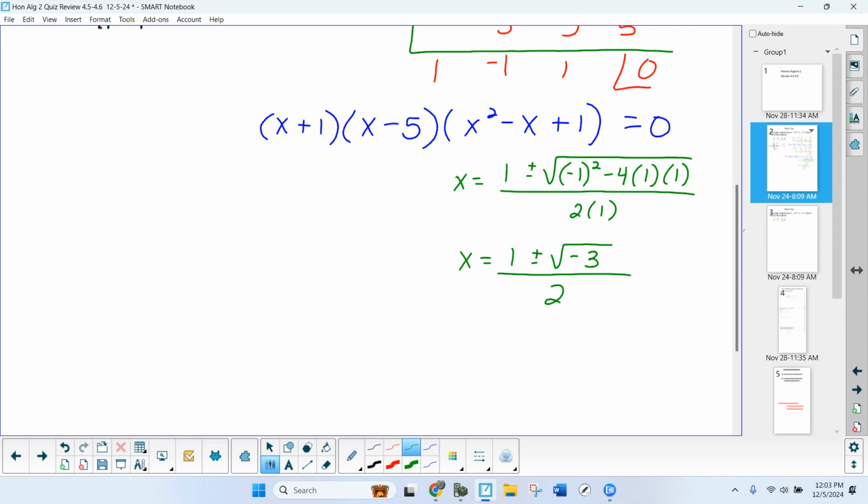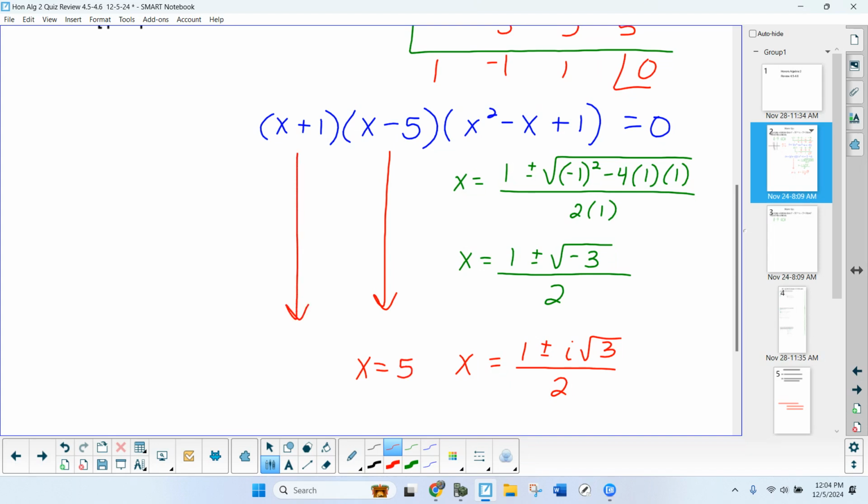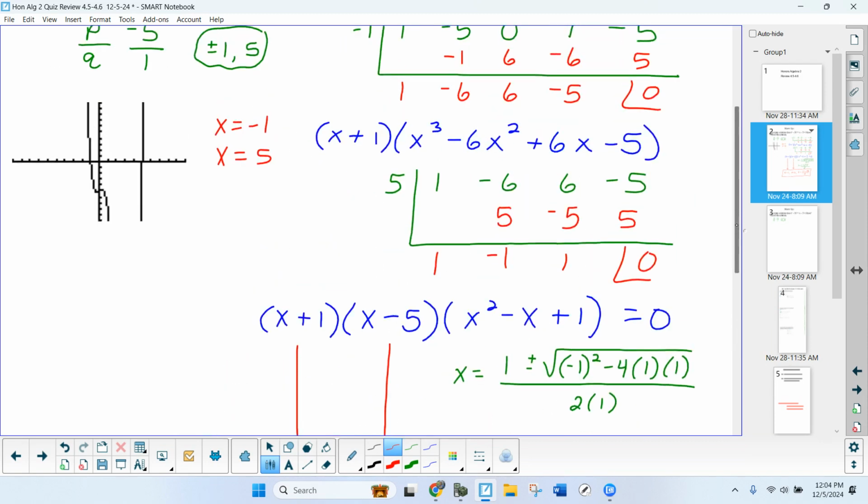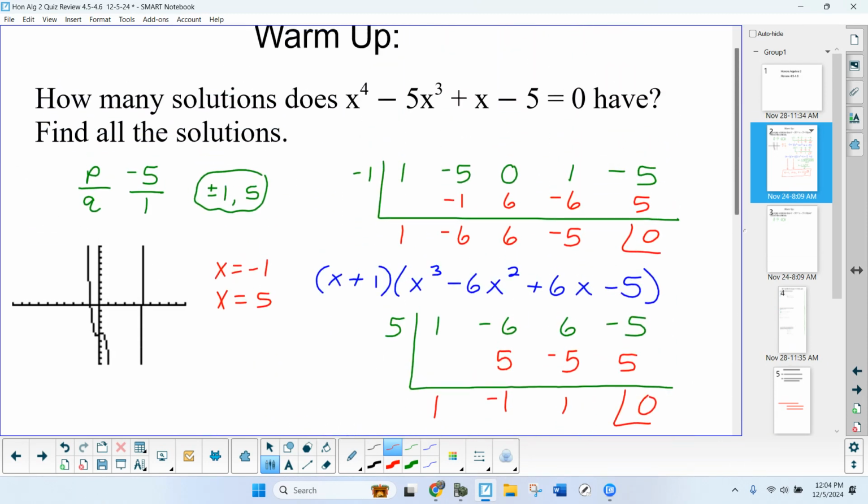-3. Can't leave a negative under a radical, so how are you going to write this? 1 plus or minus i radical 3, all over 2. How many solutions is that? 2. We don't see them on our graph because they're imaginary. They're not real. What does this one give you, everybody? And what's this one give you? -1. So did I get all 4 solutions? And I should have brought that up at the beginning. How many solutions did we expect to have? 4. Always double check that at the end.